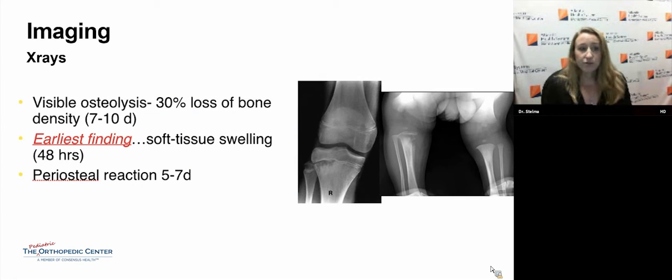So what do we see on an X-ray with osteomyelitis? Visible on the X-rays is osteolysis, so a lytic lesion or a darkening, so less white on that X-ray, when there's about 30% loss of bone density. So it takes a significant amount of bony changes to show up on an X-ray, and in the time frame of this, it usually takes about 7 to 10 days. The earliest finding, however, is soft tissue swelling, and that can show up in about 48 hours. And another thing, that periosteal reaction, or that halo that we can see in that right image on that right tibia, shows up in about 5 to 7 days.